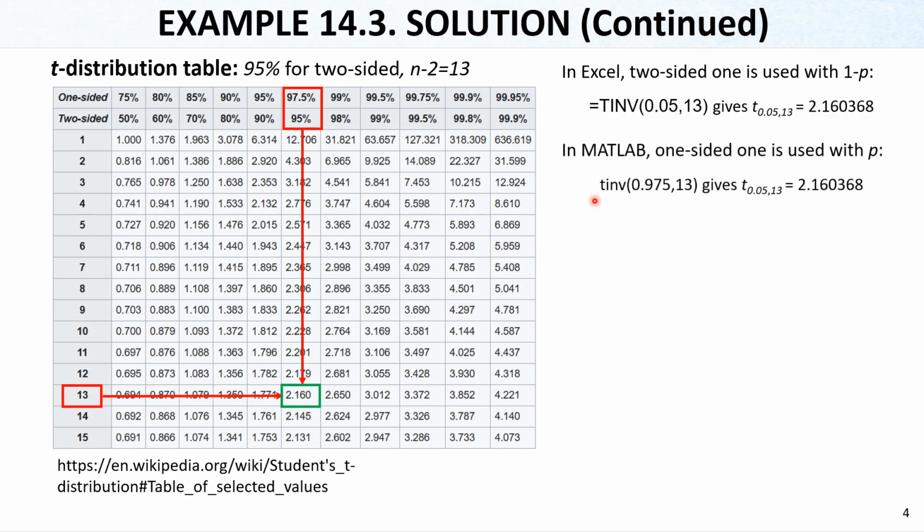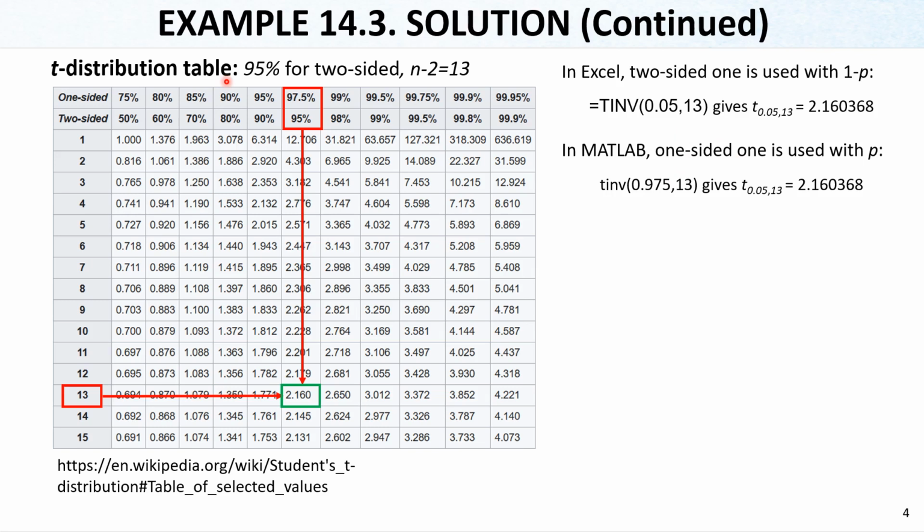Similarly, you can use MATLAB. In MATLAB, we have the same code actually, T in lower case. In Excel, it's upper case. Don't forget about it. We use the same 13, but the difference is here. For the significance level in MATLAB, it considers the one-sided version of the two-sided value.